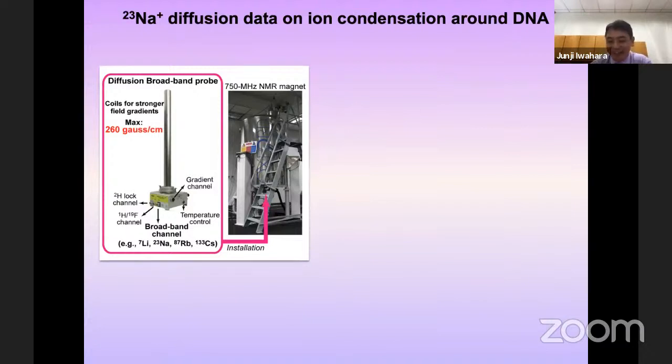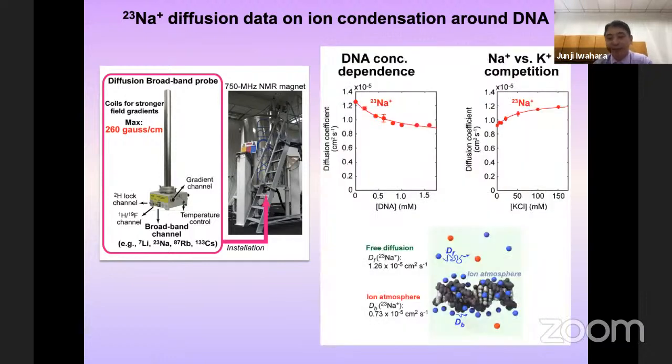Quite recently, actually only a few months ago, we were able to purchase and install a diffusion broadband probe capable of generating a much stronger gradient and detecting various different kinds of nuclei. This probe can generate about 5 times stronger gradient than typical probes, and that facilitates our diffusion measurements. Using this, we were able to do the same experiments for sodium ions, and here are the results.